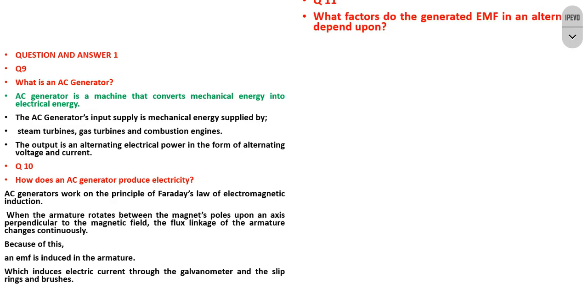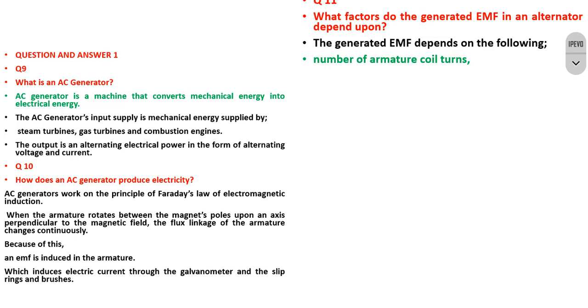Next question. What factor do the generated e.m.f. in an alternator depend on? The generated EMF depends on the following: number of armature coil turns, magnetic field strength, and the rotating field speed.